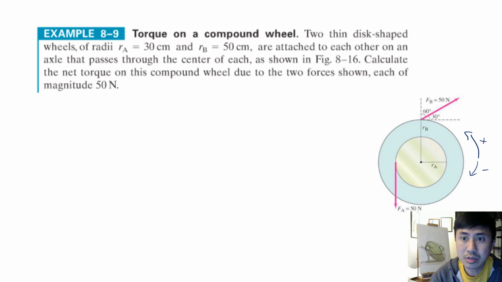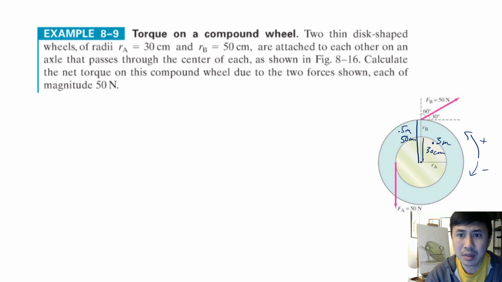So, two thin disk shaped wheels of radii RA is at 30, so this is 30 centimeters, and then RB is 50 centimeters. I'm just going to change that to meters right now. This is going to be 0.3 meters. This is going to be 0.5 meters, right? Done. Are attached to each other on an axis that passes the center of each. Calculate the net torque of this wheel due to the two forces.